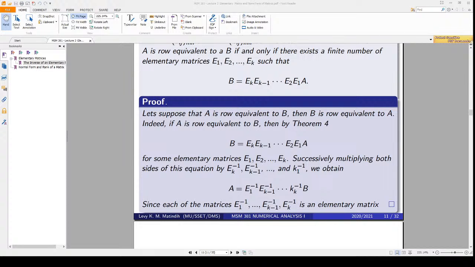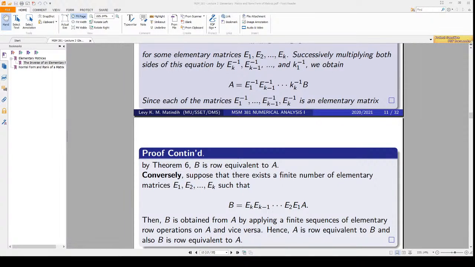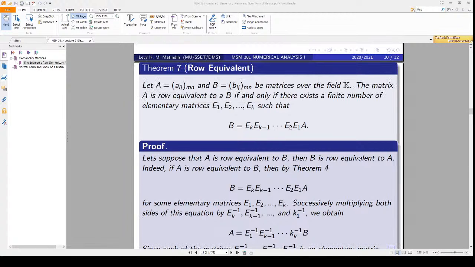Since each of these is an elementary matrix, then by theorem number 6, B is row equivalent to A. So we have proved the first piece of this theorem, because this theorem is saying that matrix A is row equivalent to matrix B if and only if. So there is this if and only if. We started by saying, suppose matrix A is row equivalent to matrix B. Then we have to come up with this.